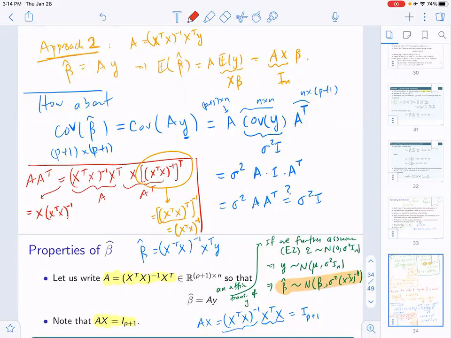Okay, so this is not what I meant. So I have to plug in. So you get X transpose X inverse X transpose, and then the transpose of that, which is X, and then X transpose X inverse. So that's A transpose. Okay, that's A.